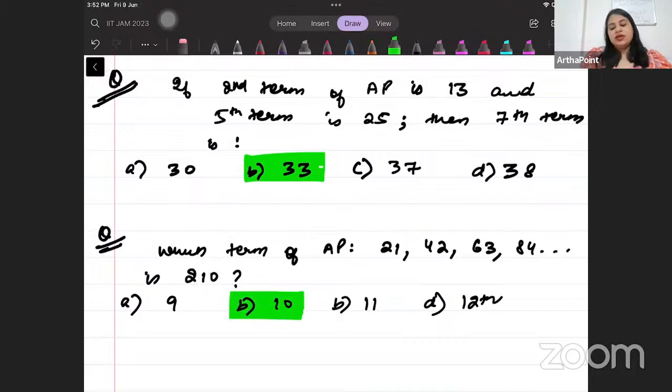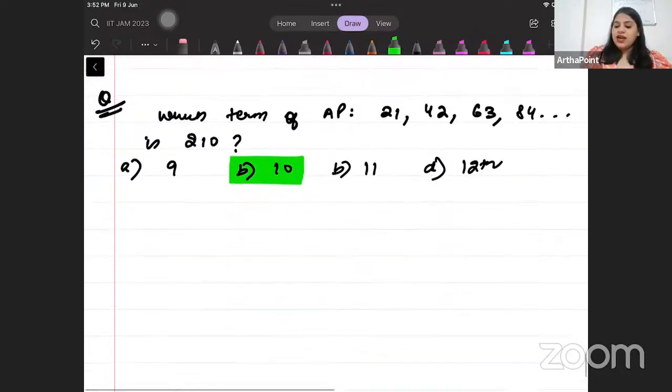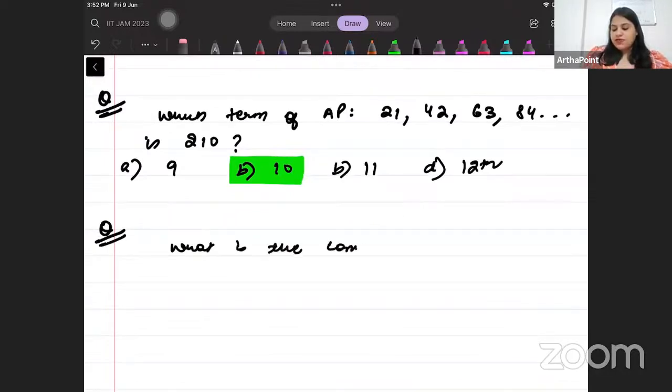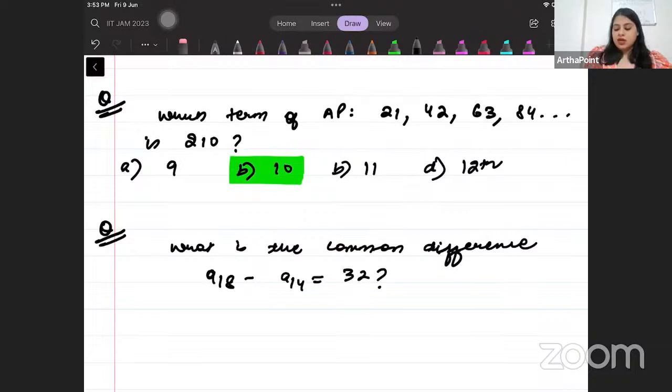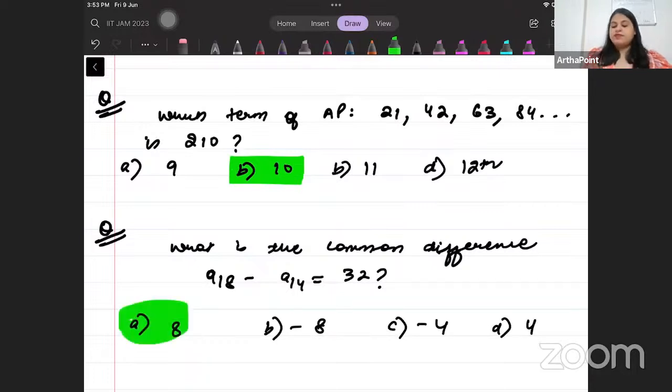One last question for you to practice, beta. What is the common difference of an AP for which a18 minus a14 is equal to 32? And options are 8, minus 8, minus 4, and 4. And I'm telling you that the answer is 8.